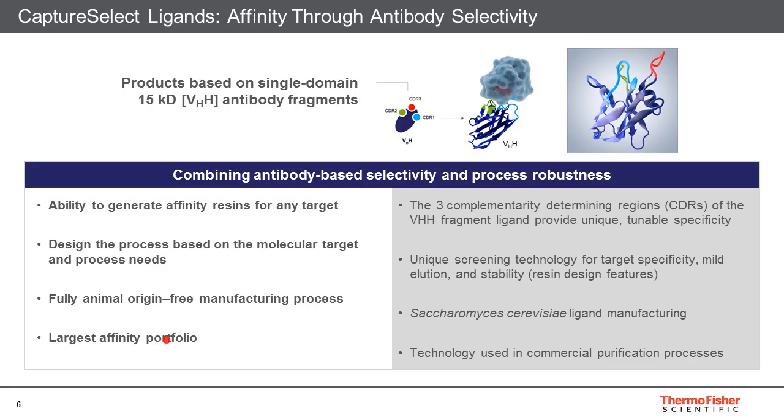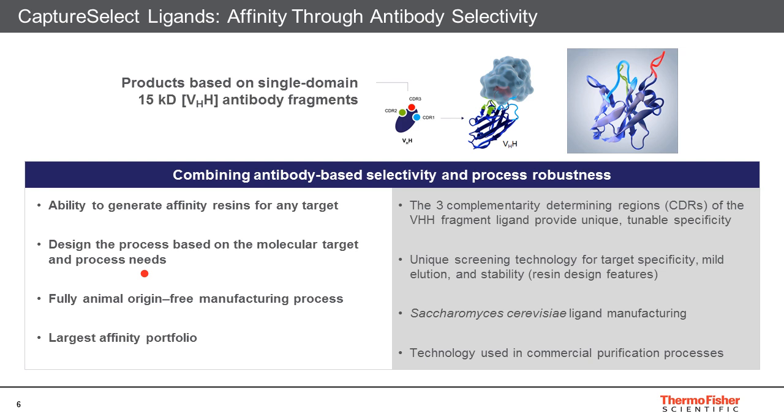So what are the CaptureSelect affinity ligands? Actually, they are based upon 15 kilodalton small antibody fragments, which contain 3 CDRs and 4 framework regions, which then have the ability to be tuned towards any target protein or virus particle of interest. Which means that with these 3 CDRs, we've got the ability to tune an affinity resin for any target. We can actually design the process based on the molecular target and process needs.